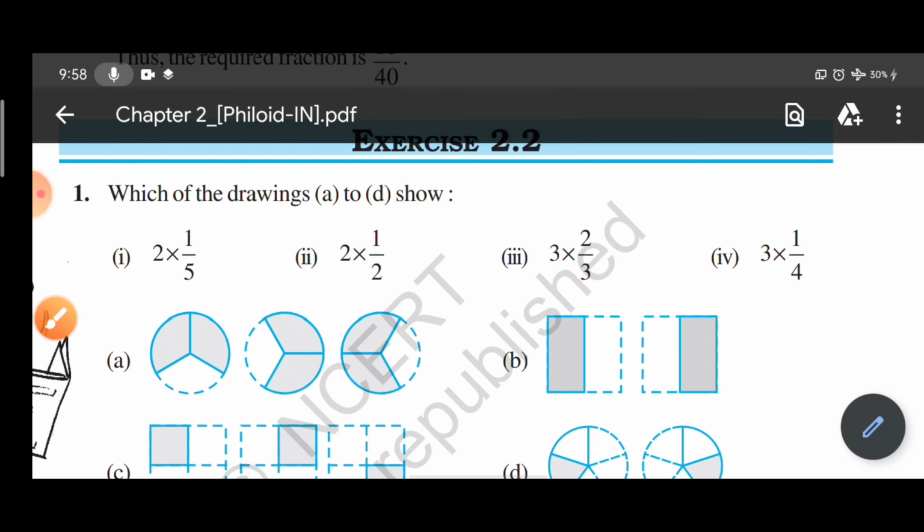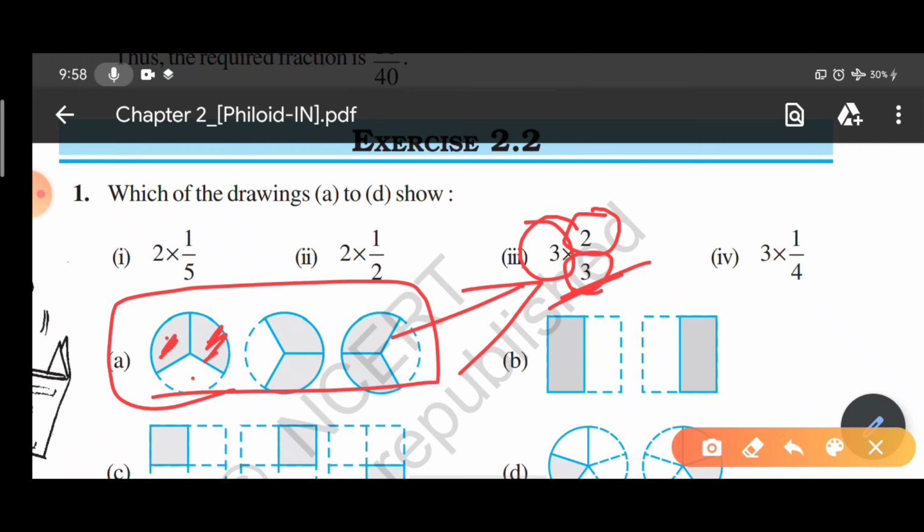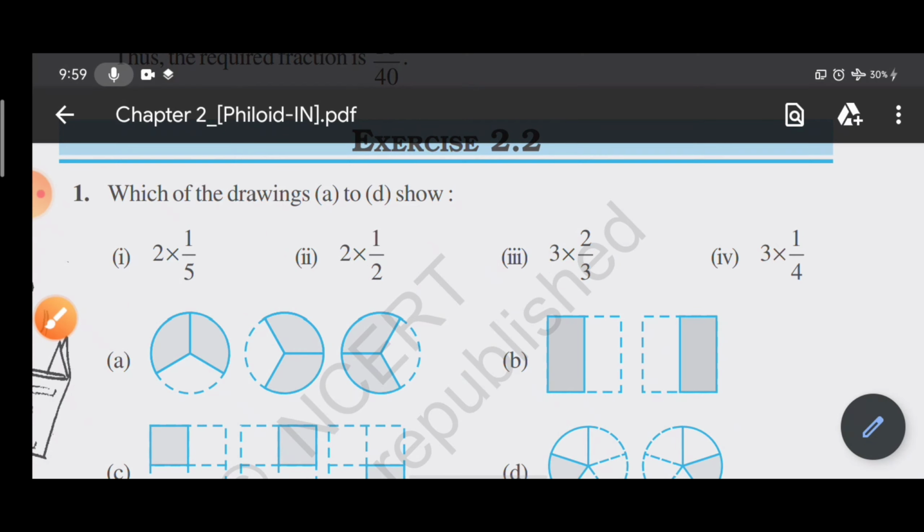Again have a look. Here in the next question it is 2 by 3, that is, 2 parts must be shaded and the sections must be 3. So here 3 sections are there and 2 parts are shaded. And is it multiplied 3, that is, is it written 3 times? Yes, here it is written 3 times. So this particular figure belongs to this. In this way you have to simply identify the particular figures in this question.